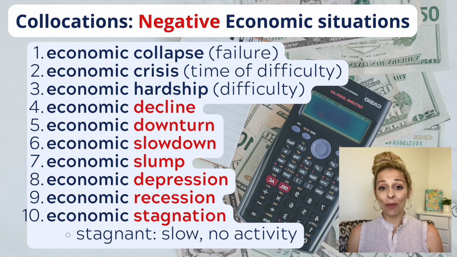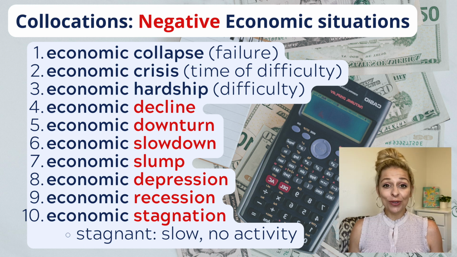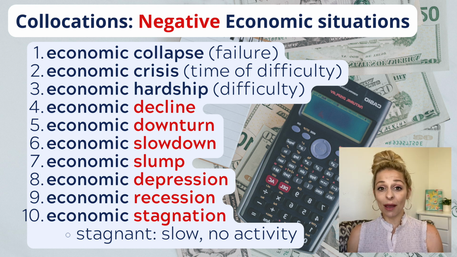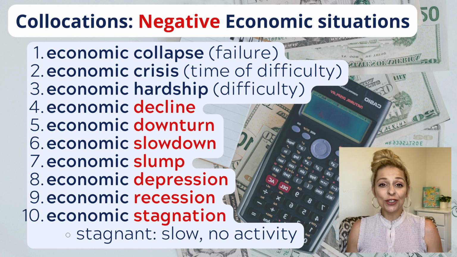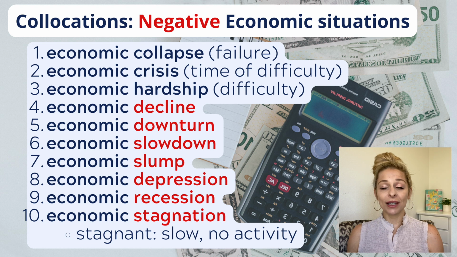6, economic slowdown. The word slow down means exactly what you think it would. It means to slow down or stop. 7, economic slump. The word slump also refers to a sudden decrease or decline. 8, an economic depression. 9, economic recession. And 10, economic stagnation. Now, the adjective stagnant means slow or no activity. So from that adjective, we get the noun form stagnation, which just means slow.